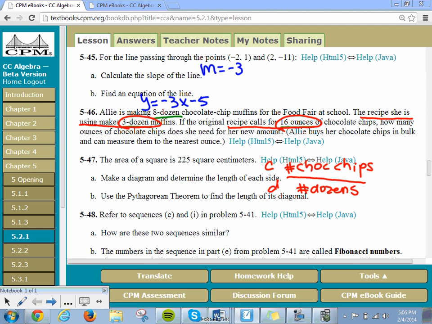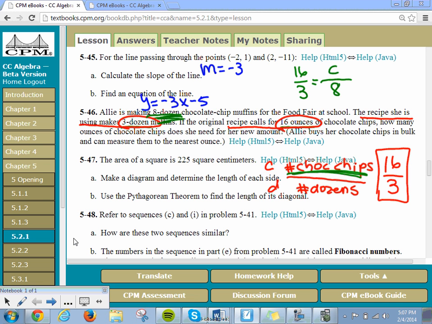And so we set up a proportion for our recipe. We know the recipe needs 16 ounces for 3 dozen. So this is a really important one. This is one you should definitely have together. Alright. So we're interested in putting this into a proportion. So we know that 16 over 3 is going to be equal to... So we've kept number of chocolate chips on top. And that's what we're asked to solve for, right? We want to know the number of chocolate chips she needs to buy. And then we want to make 8 dozen.